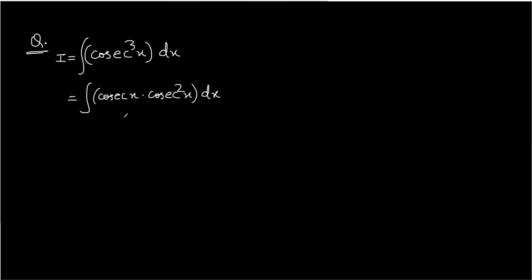And then, needless to say, this is u, and this one you will take as v, because the integration of cosec square x dx is minus cot x plus c. Integrating cosec square x is easier than integrating cosec x dx. So you will take cosec square x as v and cosec x as u, and then you will apply integration by parts. I hope you will be able to solve this.